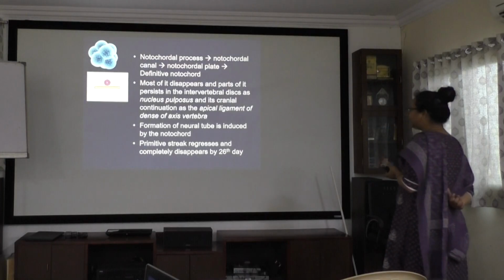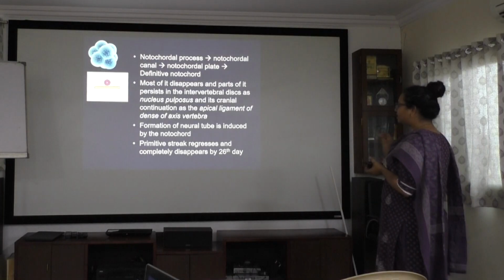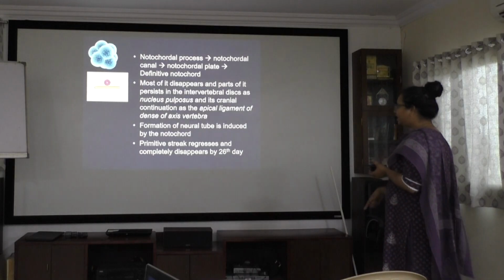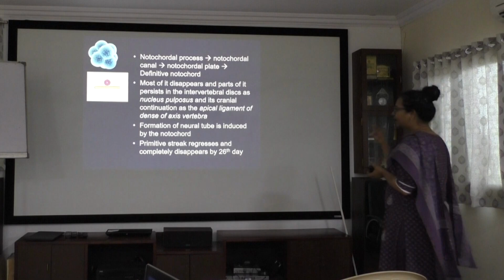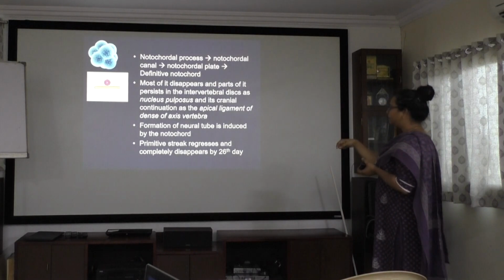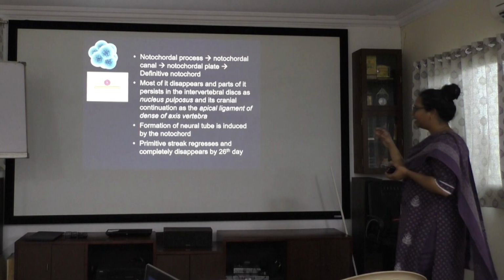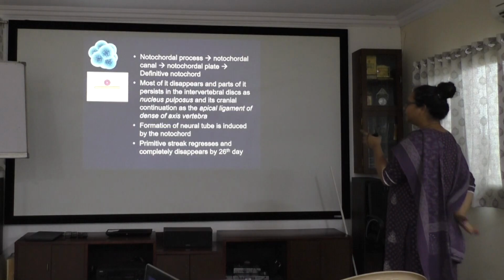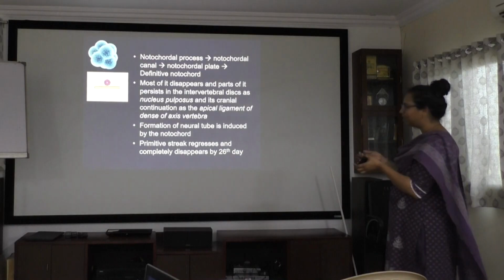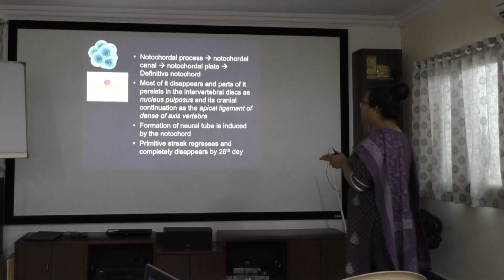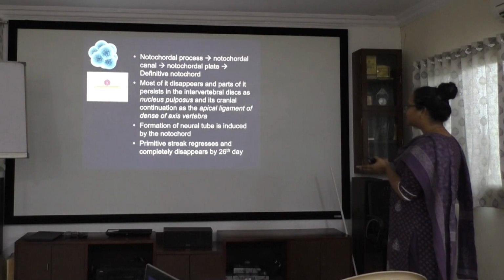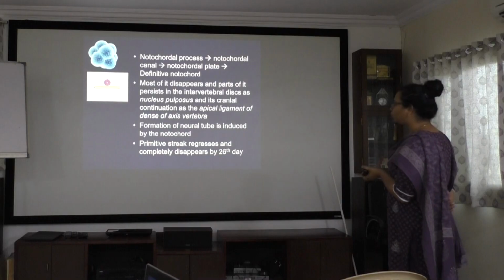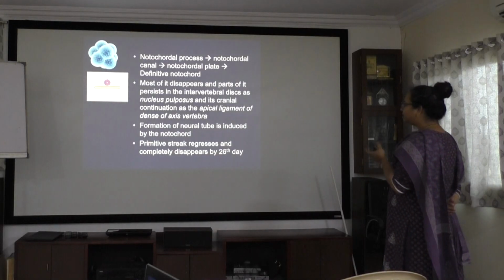This notochord plate, again later on there is a brief connection between the amniotic cavity and the yolk sac at this stage, when the blastopore at the notochordal canal stage. Then later on, again the notochord plate is separated from the endodermis and it forms a definitive notochord, a rounded solid structure.